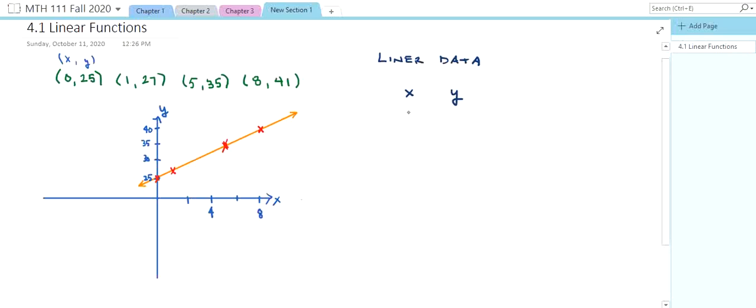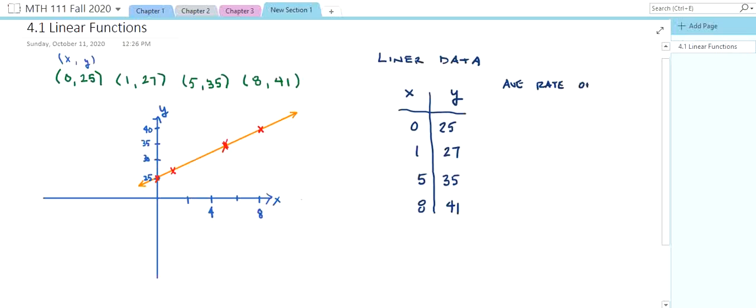So let's set this information up in a table here. We've got 0 and 25, 1 and 27, 5 and 35, and 8 and 41. And let's look at the average rate of change between each of the points. We recognize this as linear data. Let's see what the average rate of change between these points gives us.